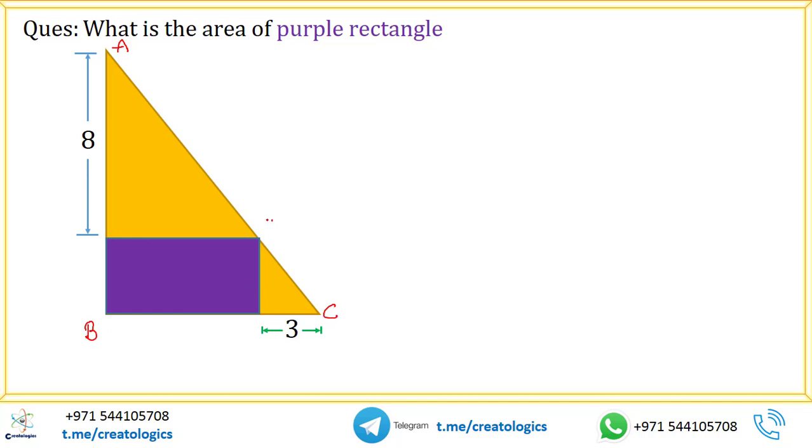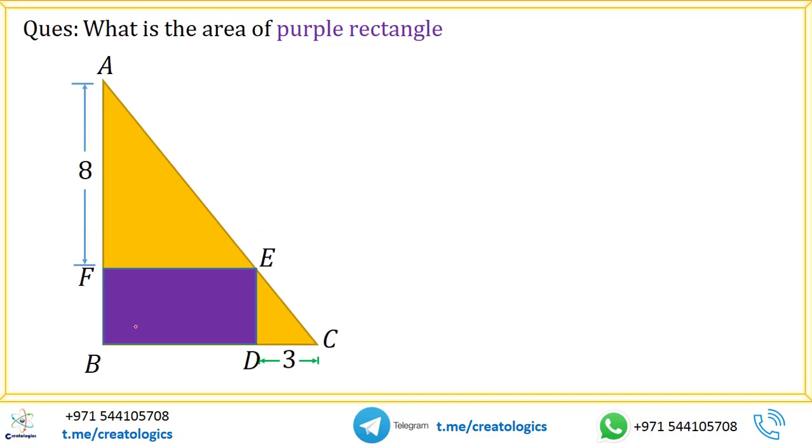Give name E to it, D to it, and F to this. We have triangle ABC, and the rectangle whose area is to be calculated is BDEF. So we have a figure like this.